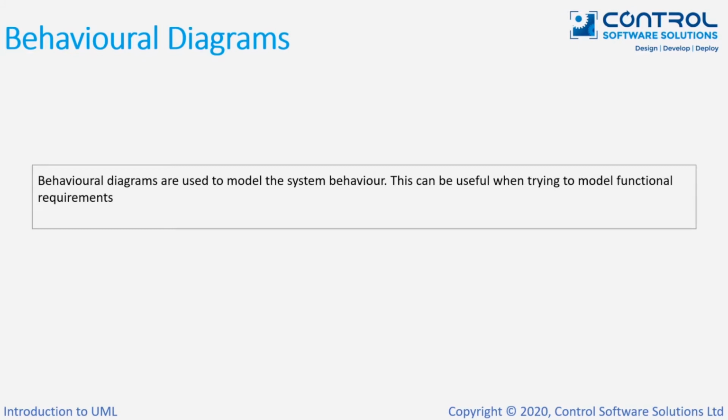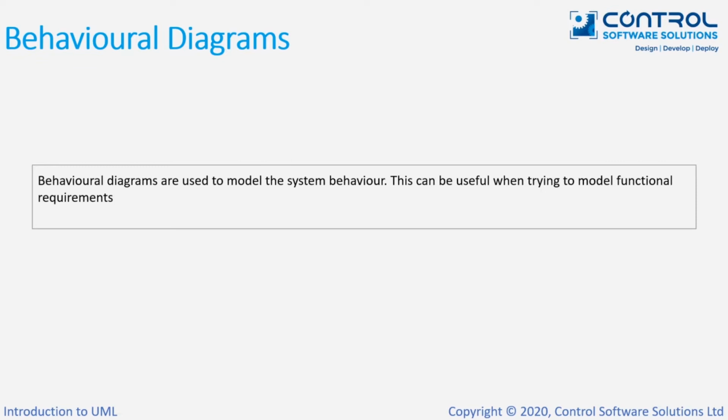Okay, so there's two main types of diagram that we're going to look at: behavioral diagrams and then structural diagrams. Then there is a third type, which is really a subset of behavioral diagrams, and that's interactions. And interactions tie together the two other types of diagram.